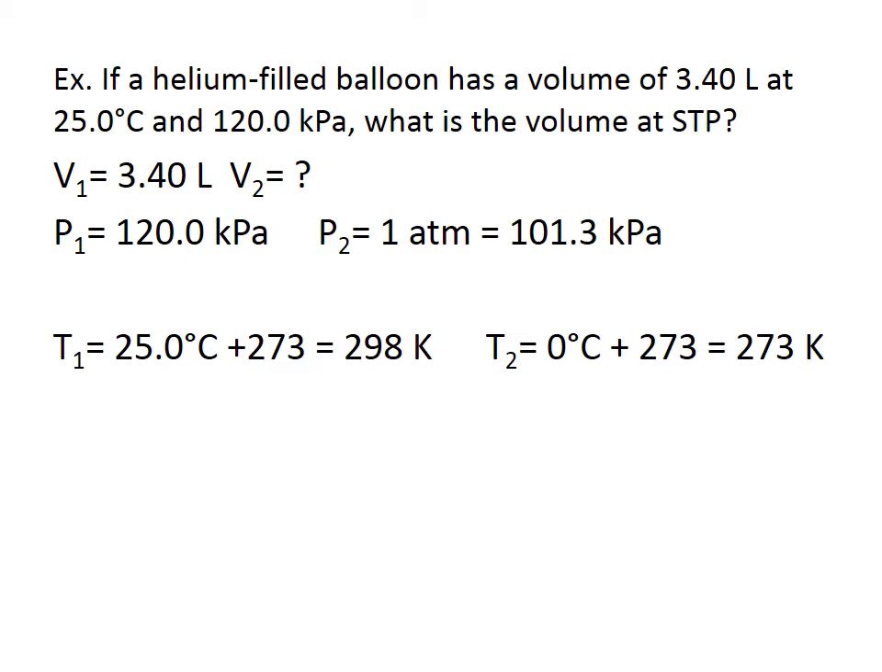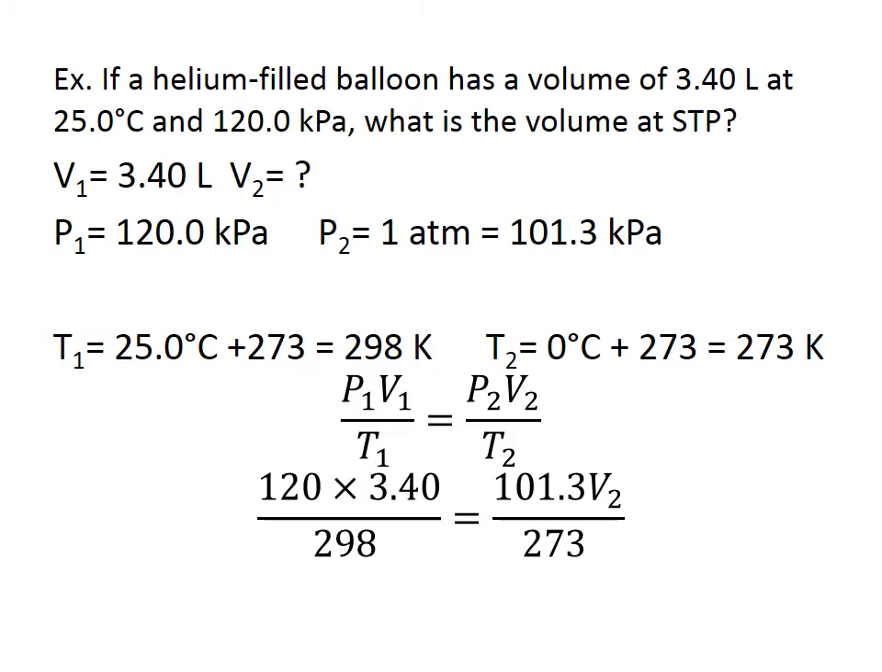So we could go ahead, write our combined gas law, and substitute our values into the equation now. We know what P1 is, we know what V1 is, we know what T1 is, and we know what T2 and P2 are, but we don't know what V2 is. So now we can go ahead and solve for V2. Same thing as we did before.